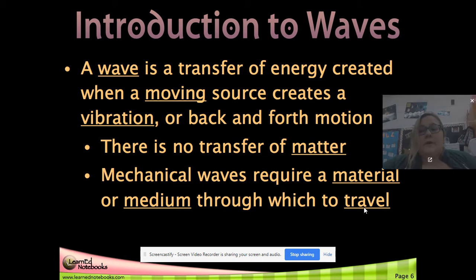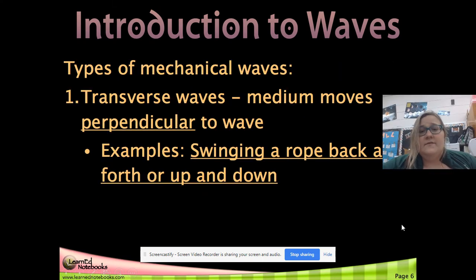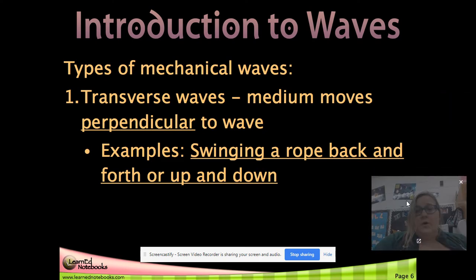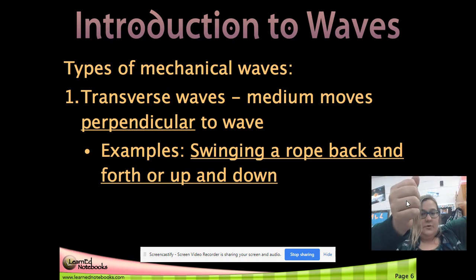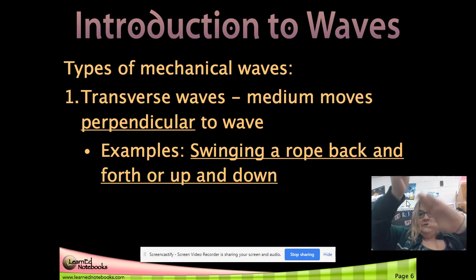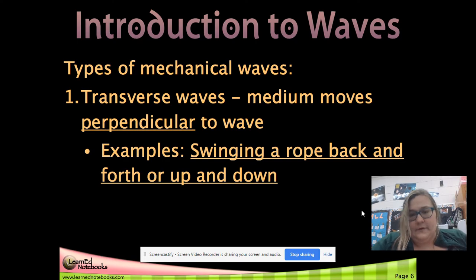It's mechanical. There are two types of mechanical waves. The first is transverse. Okay, the medium is moving perpendicular to the wave. Okay, perpendicular. You talk about this in math class. So when I take a rope and I'm swinging the rope, my hand is going up and down, but the energy is going that way. If I'm moving up and down and energy's flying out like this, okay? Something like that.